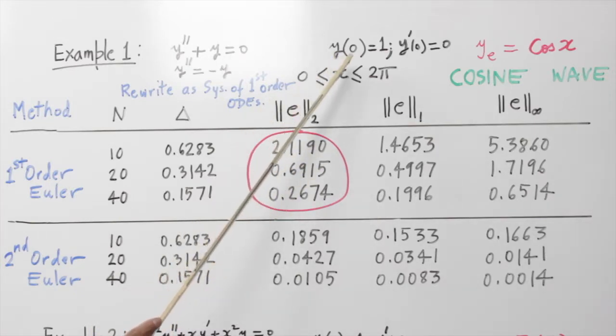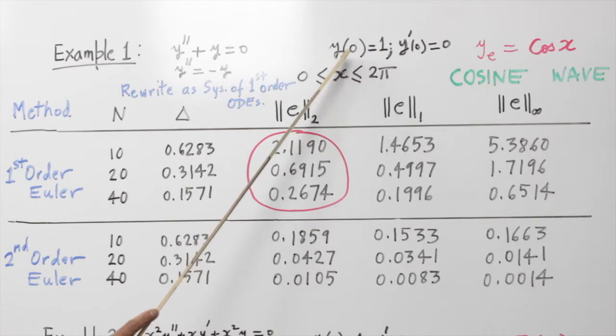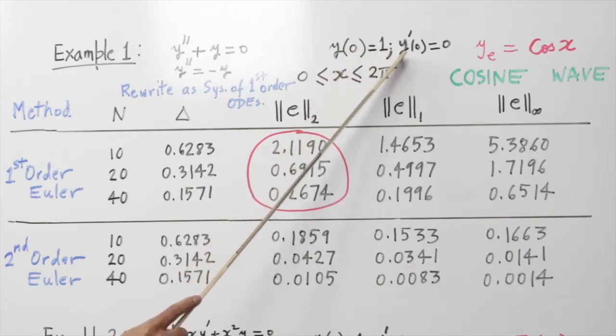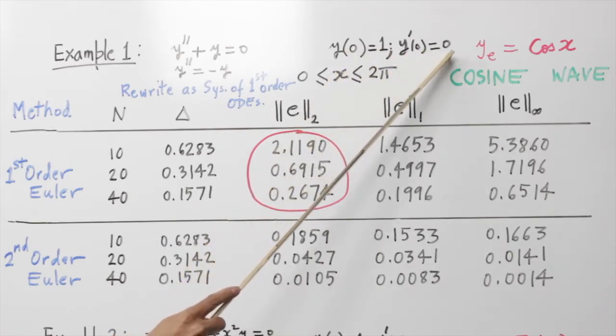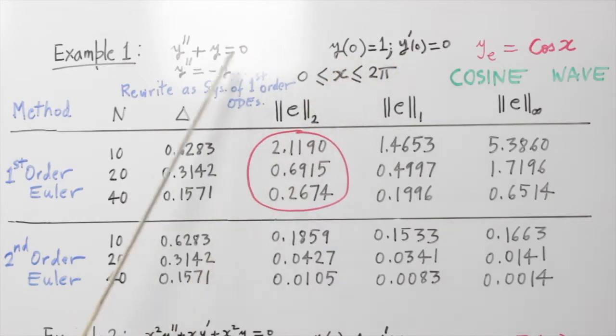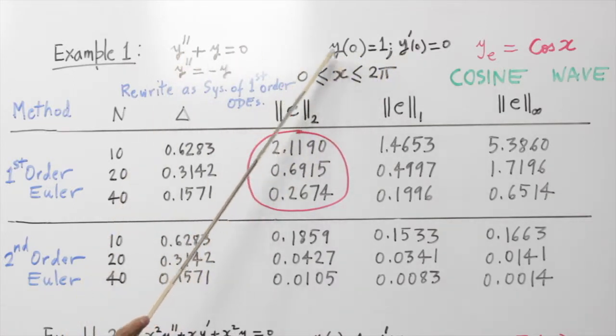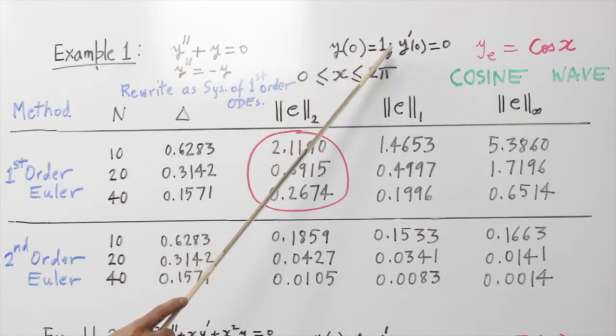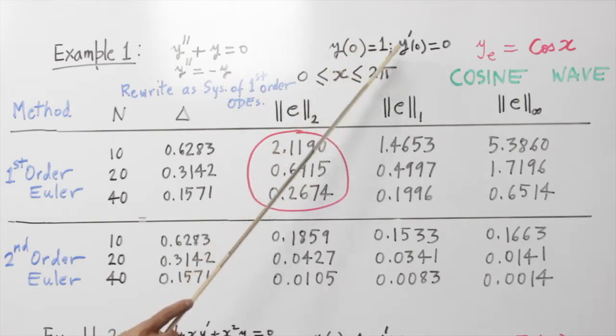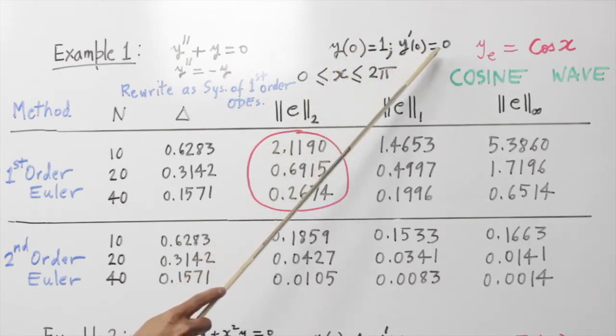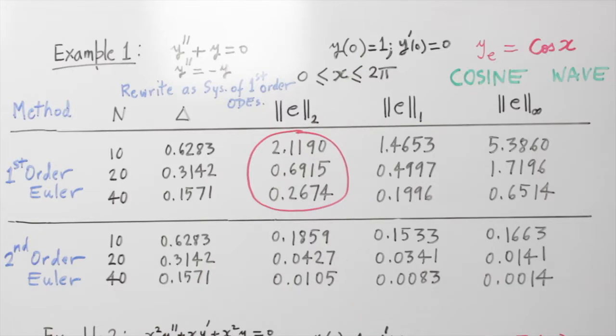And so we provide two initial conditions here, y(0) equals 1 and y prime at 0 is equal to 0. So you can solve this problem analytically, and you would see that with 1 as the initial condition for the value of the function and 0 as the slope, it picks up cosine as the solution. So the exact solution is cosine, and its amplitude is 1 because the value here is 1. All right, so we have that exact solution.